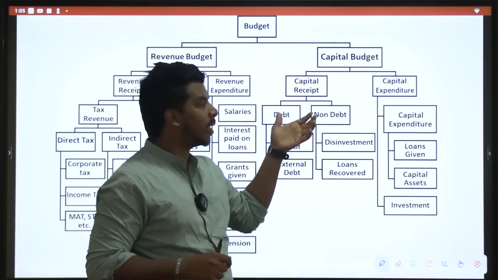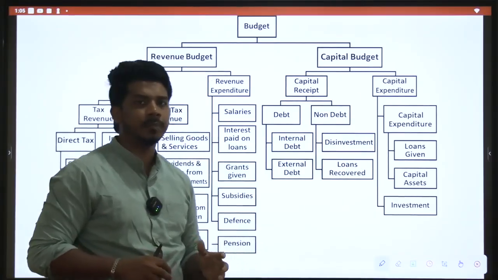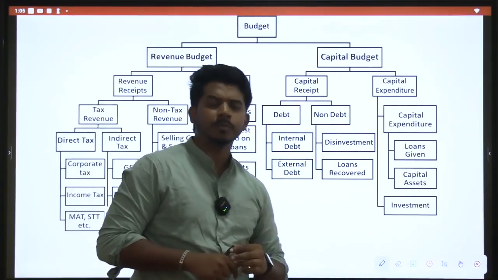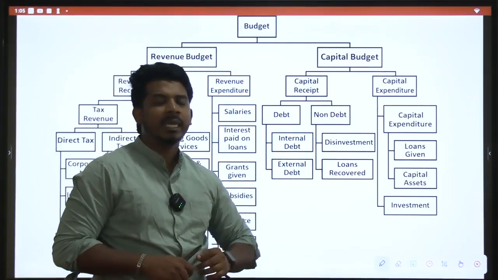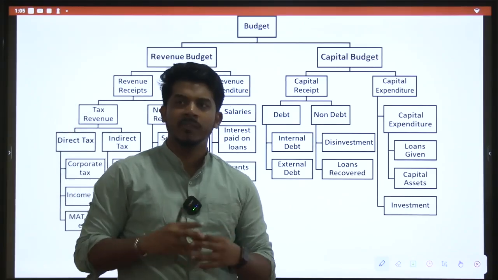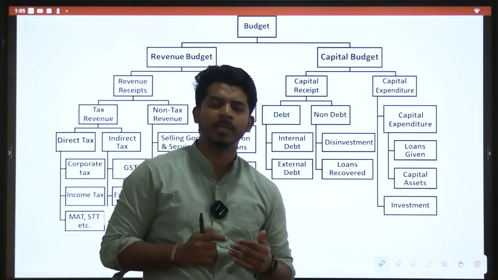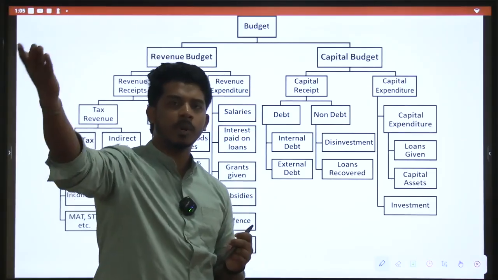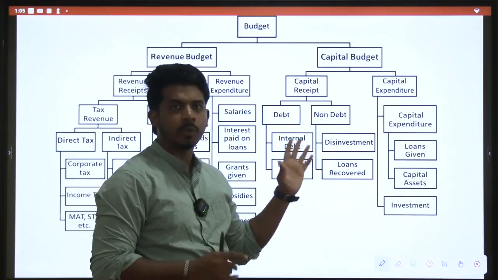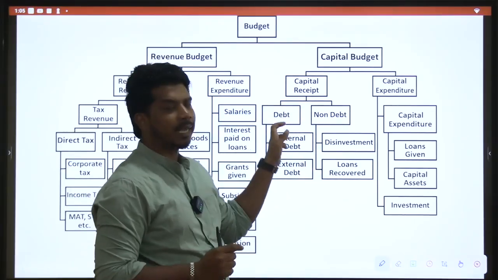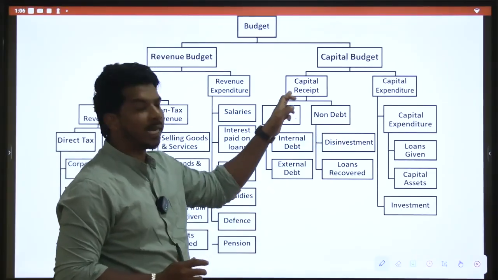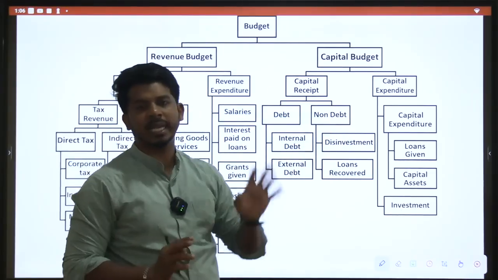So what are capital receipts? What is capital expenditure? So when we receive something, if it is putting us in a future liability, like taking a loan. If I take a loan of 1 lakh from a person, in future I have to pay back 1 lakh. This is a liability for me. So those things will come under capital receipts. Okay, for example. So again, under capital receipts you will have two types, debt and non-debt. So debt creating capital receipts, non-debt creating capital receipts.